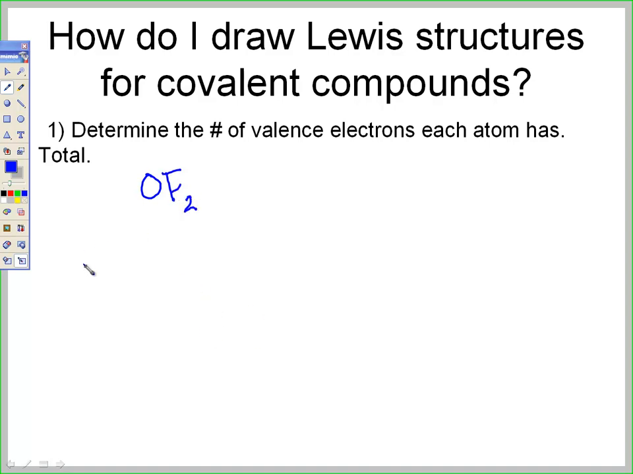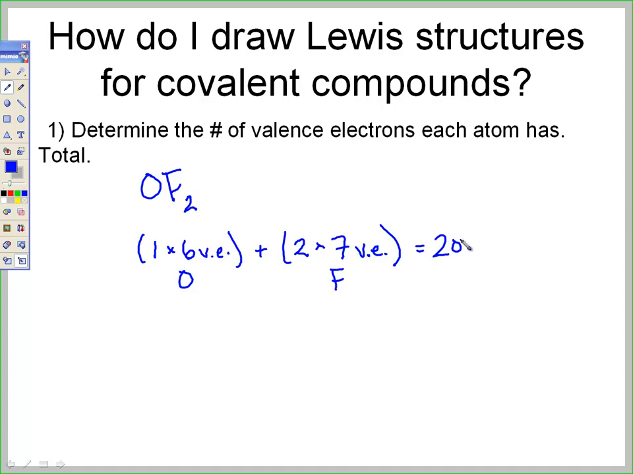So oxygen difluoride, first step would be to determine the number of valence electrons each atom has. So for our oxygen, we only have one oxygen in the formula, and each oxygen has 6 valence electrons. Remember, that comes right from your periodic table. For fluorine, there are 2 of those in the formula, and each fluorine has 7 valence electrons. So altogether we have 6 plus 14, that's 20 valence electrons.